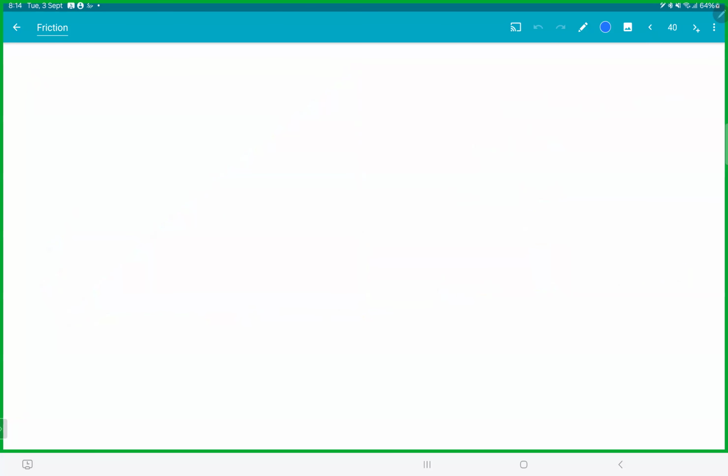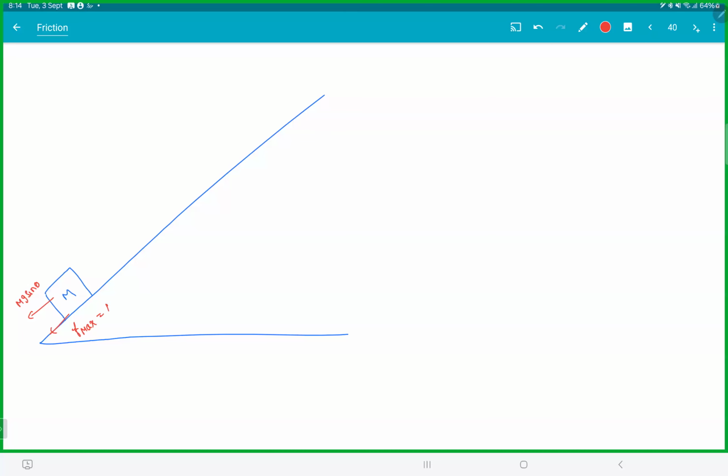The thing is, while going up, what are the forces? We have mg sine theta. Now, since it is moving, friction is maximum, mu mg cos theta. So this is your acceleration.